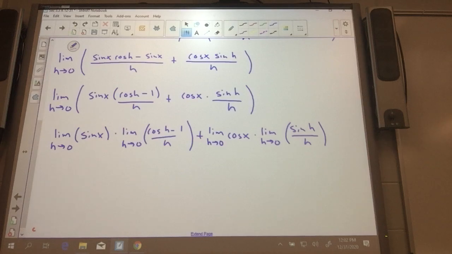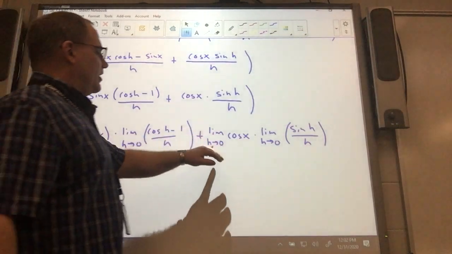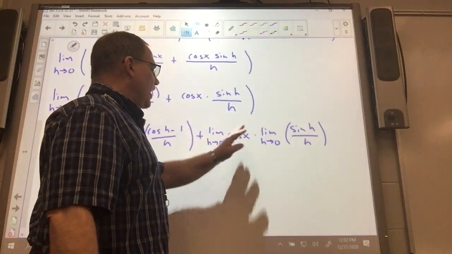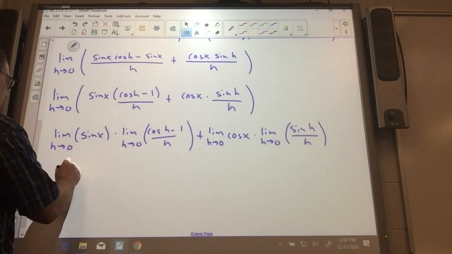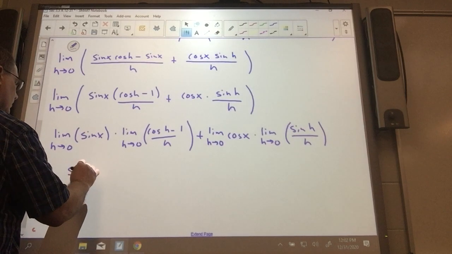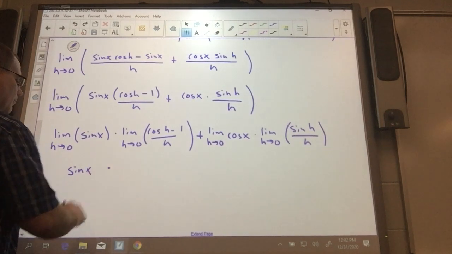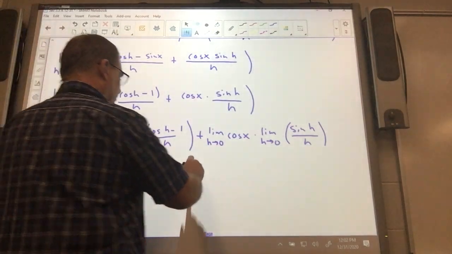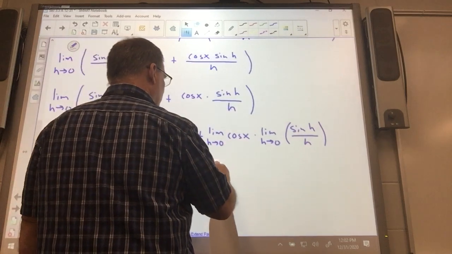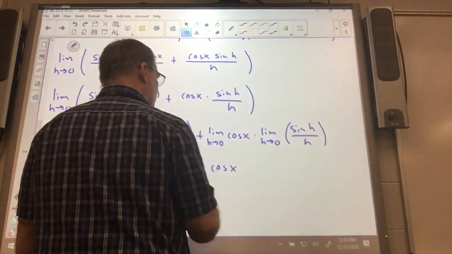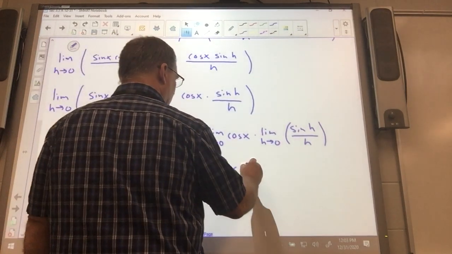Well, some of these are going to be very easy. Actually, they're all very easy because this limit and this limit are dependent upon h, and there's no h in there. So that means that the limit as h approaches 0 of this is simply going to be the sine of x. So it's going to be the sine of x times something. This limit is going to be, as h goes to 0, just the cosine of x. So we got those in there. That's going to be times something.